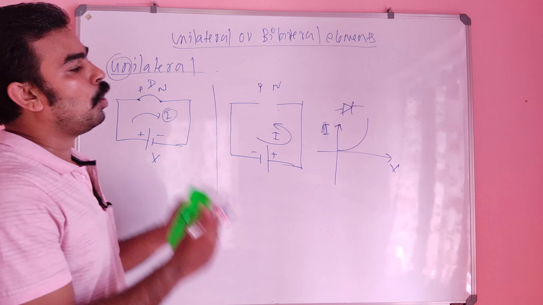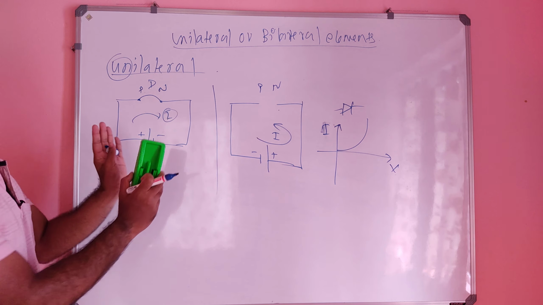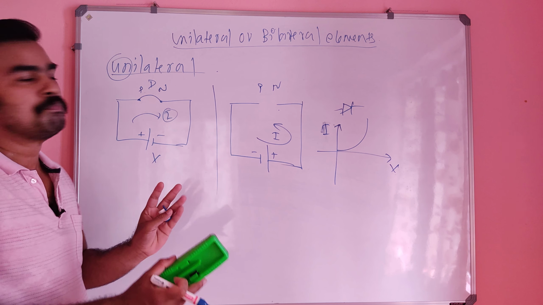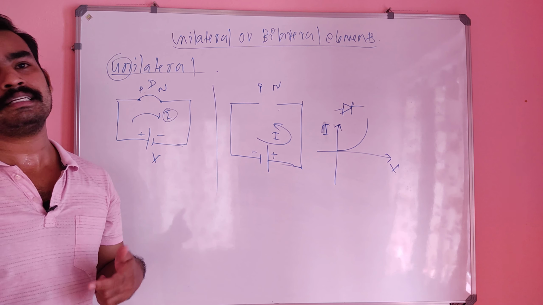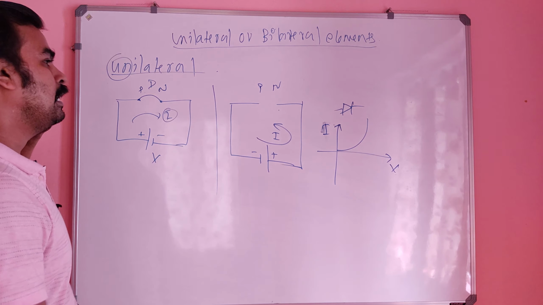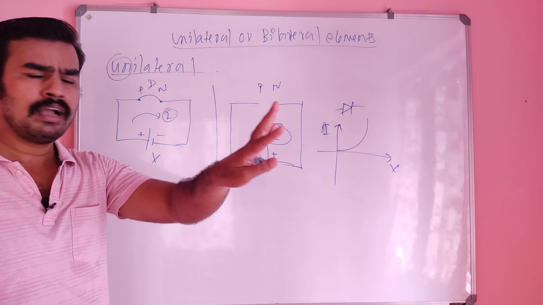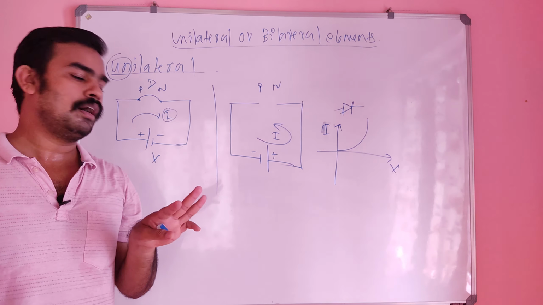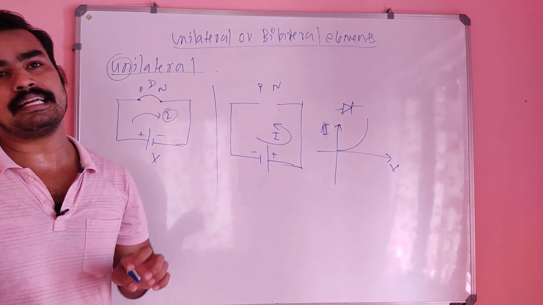So this is called the unilateral circuit. That means for one direction it behaves like something, and in another direction its behavior will be in a different manner. That is called the unilateral. Clear? So now we have dealt with active or passive, linear or non-linear, and unilateral and bilateral circuit.